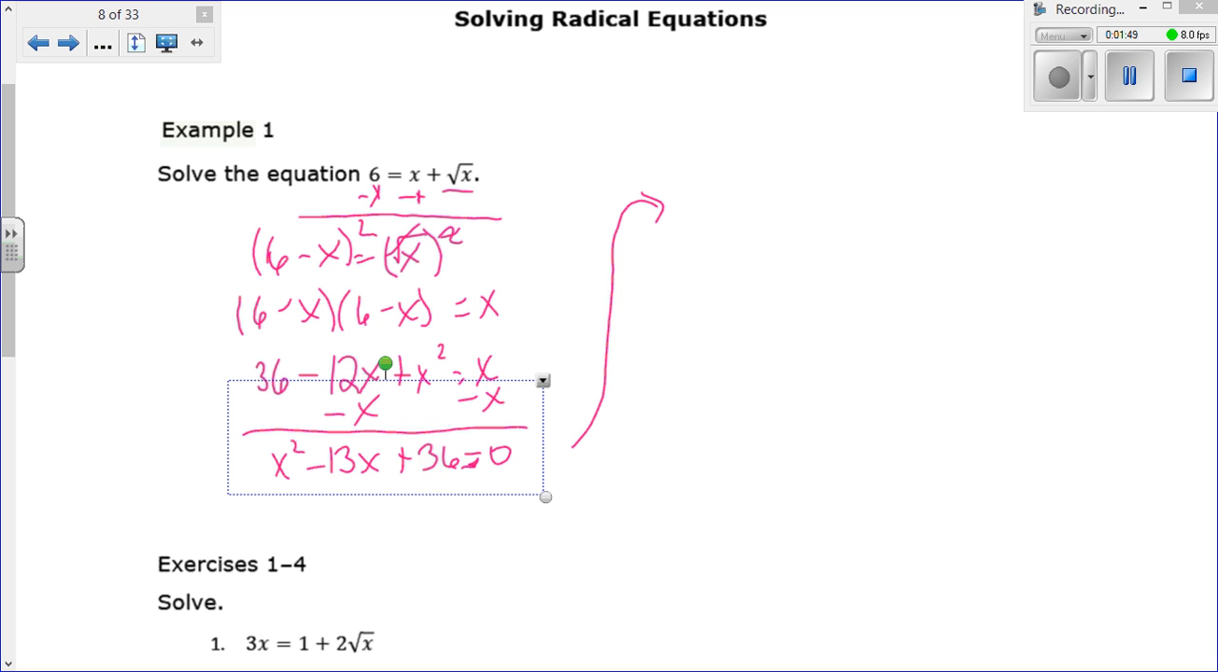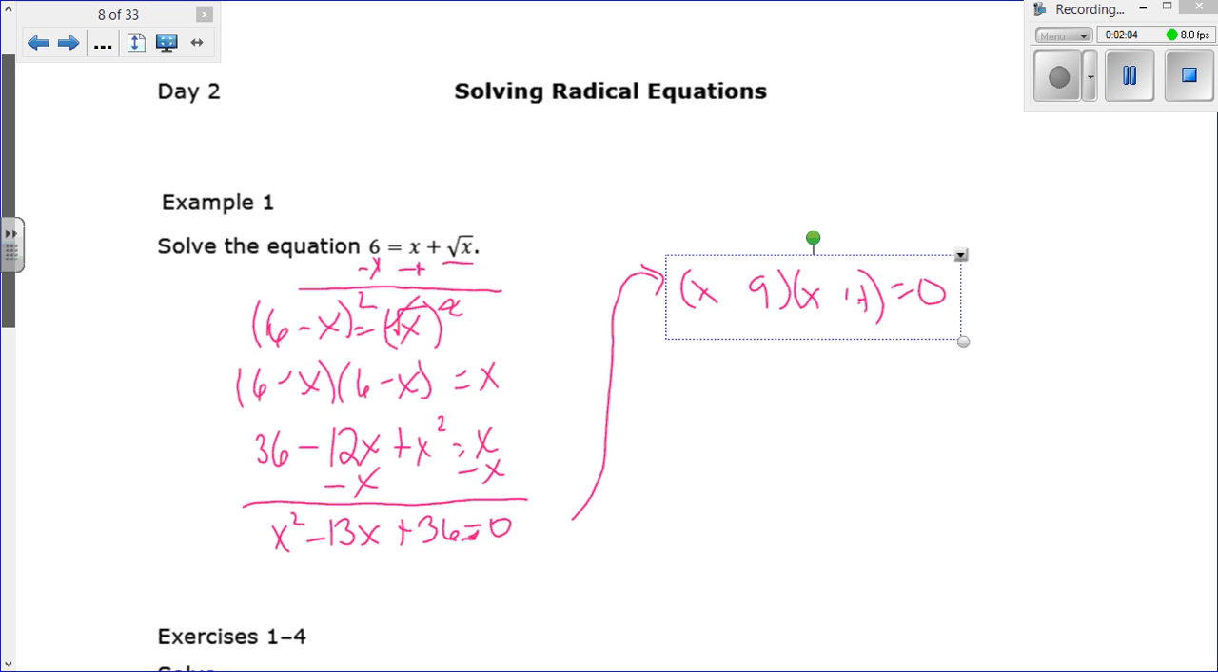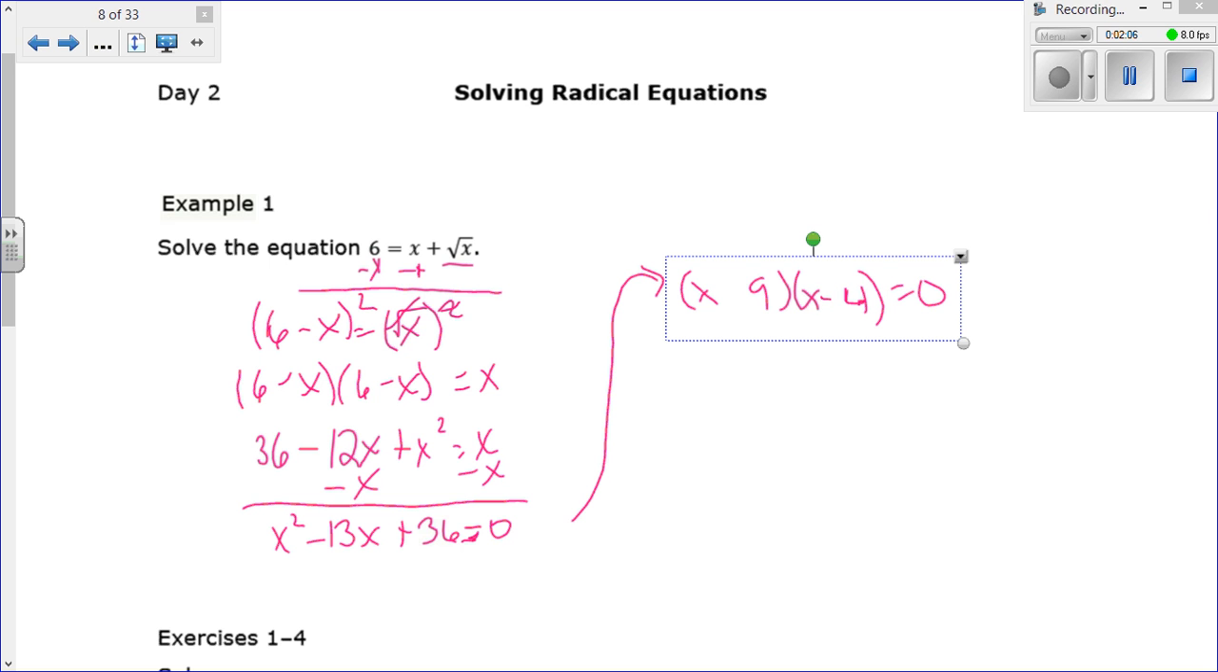So I need to ask myself, are there factors of 36 that add up to 13? And the answer to that is yes. They are 9 and 4, and they are both minus. So now I will have x equals 9 and x equals 4. So I need to check both solutions.